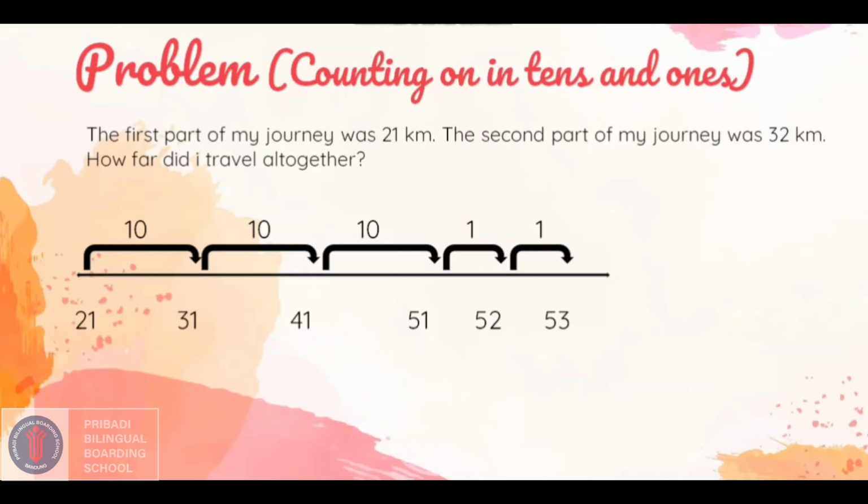32 means that when we calculate 21 plus 32, we need to add 3 times 10, and then it will be 51. After that, we go to the units, or the ones. After we got 51, we add 1, and it equals 52. And then we add 1 again, and it equals 53. That's counting on in tens and ones. After you do the tens, then go to the ones.